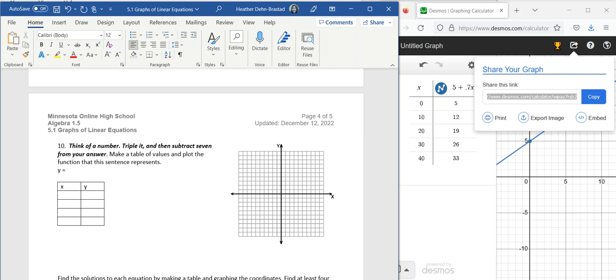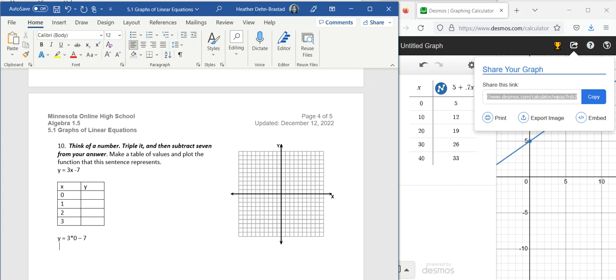So I'm going to take x and I'm going to triple it. That means I'm going to multiply it by 3. And then I have to subtract 7. So I just write minus 7. That's my equation. Now I'm going to pick some values for x. Maybe I want to pick 0, 1, 2, and 3. So to figure out at 0, I would go y equals 3 times 0 minus 7.